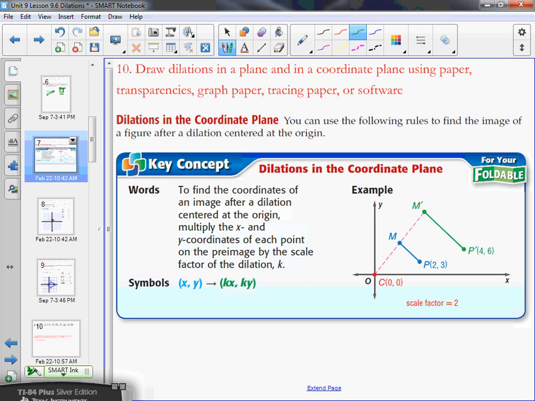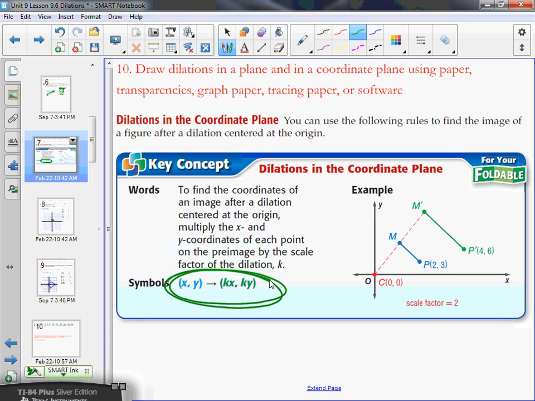All right. In a coordinate plane, if the center of dilation is the origin, finding the coordinates of the new figure, of the dilated figure, is really simple. You simply multiply the x coordinate by the scale factor and the y coordinate by the scale factor. That's all you got to do. So here it is in function notation. You would write this down.